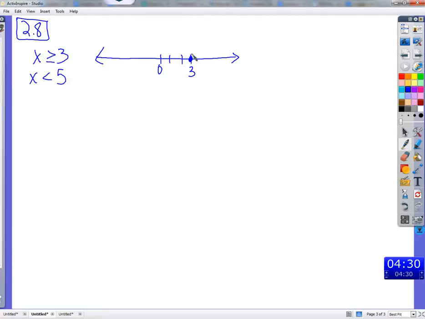Shade to the right. Just shade it, right? Make it real obvious that all these points are included. All this shading is just, if I don't shade it, right?